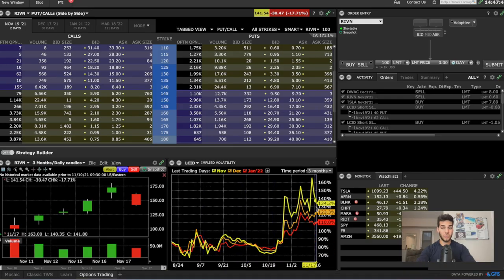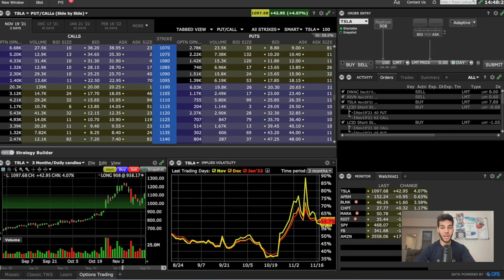If you take a look at LUCID, the implied volatility for November is 134%. The implied volatility for Tesla is only around 58 to 60%. So the volatility is less than half of what LUCID is, and Rivian is around the same. Because of this, when you sell options, you'll collect more money in premium.